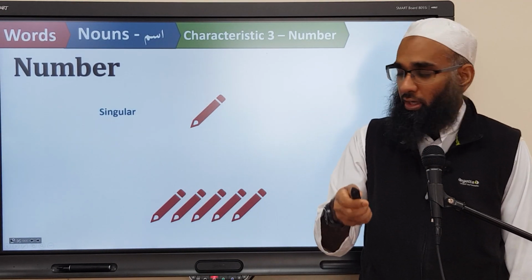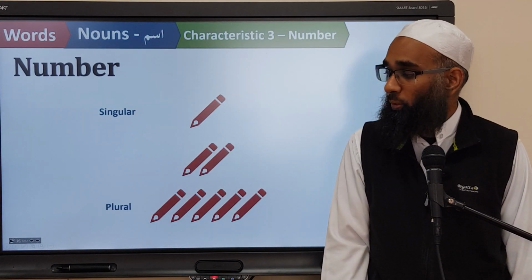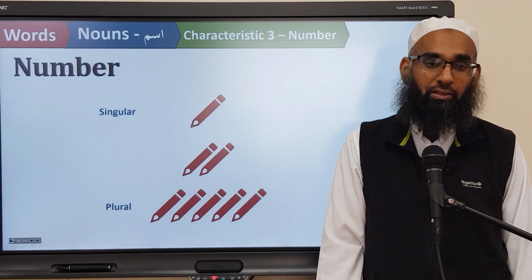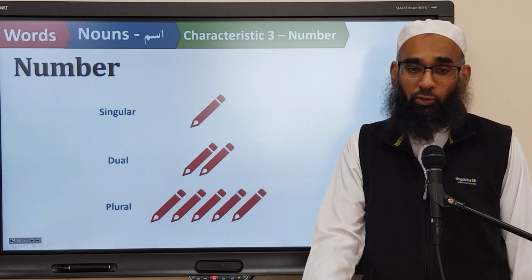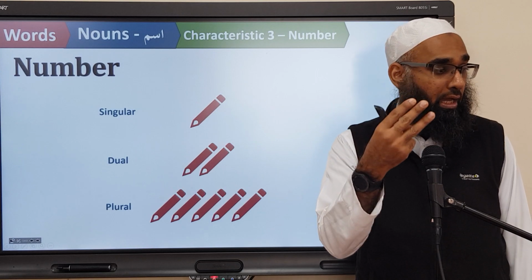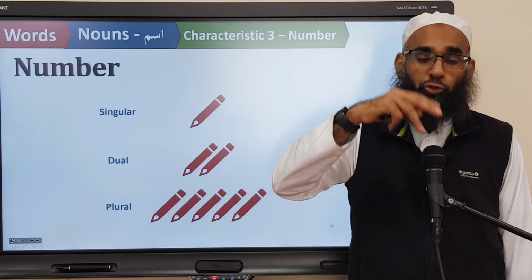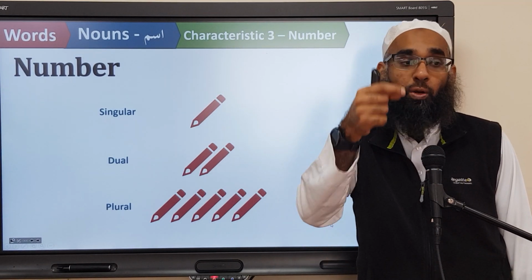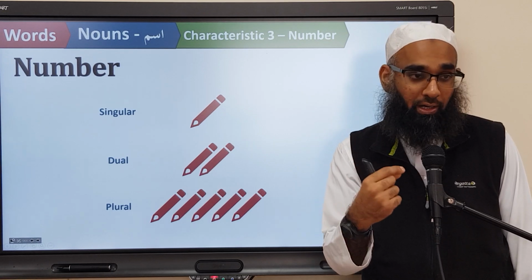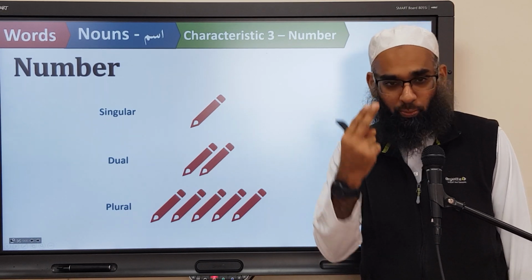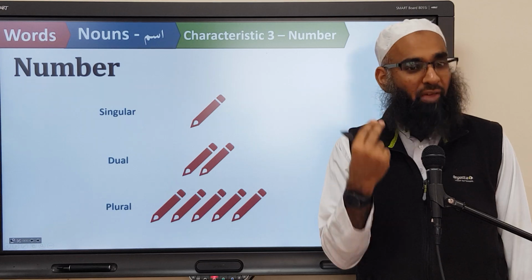So they've created something called dual. What does dual mean? Two. So they don't have singular and plural. They have singular, dual, then plural. So in English, what's the plural? More than one. In Arabic, a plural is what? More than two. And a dual is what? Two. So they have a specific form.